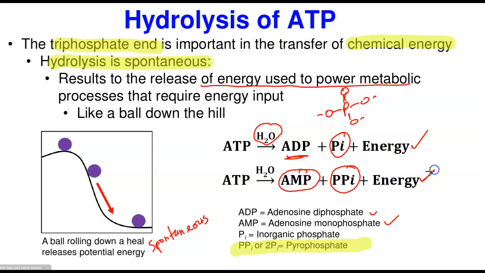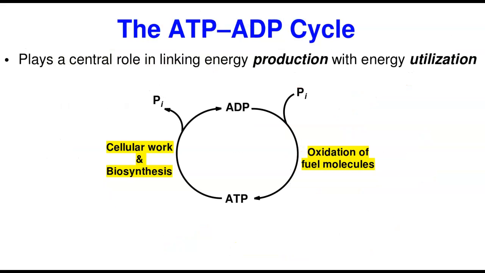In each of these two hydrolyses, the common thing is that they result in the release of huge amounts of energy, and this energy is actually what is used to power metabolic reactions. When I go to the ATP-ADP cycle, this particular cycle plays an important role in linking energy production with energy utilization. Since ATP is what is involved in the release, production and usage of energy, the ability of the body to see to this hydrolysis and then the reformation is what controls energy usage in the body.